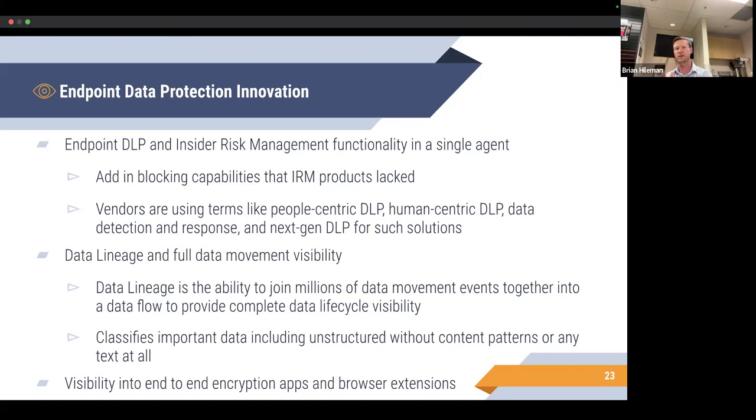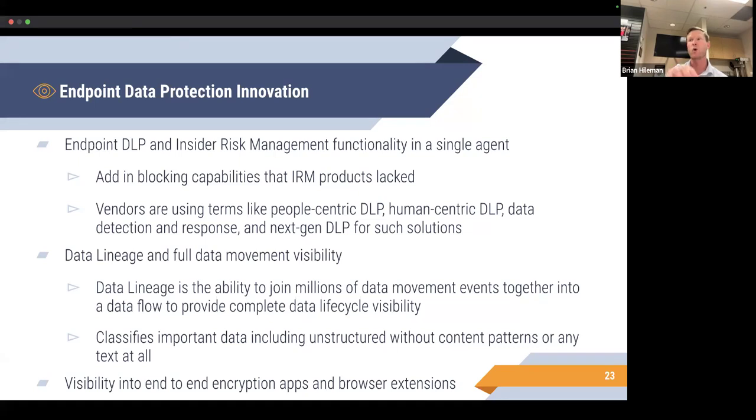Another feature that we've seen is data lineage and full data movement visibility. This is important, especially when you're doing insider risk management. You want to know everything that a user's done, right? Because if you're doing an investigation, you want to know anything and everything and all data that they've touched, because you may have had a classification level wrong on something, and you may need to go back and look at that. So you want to have full understanding of all data activity. Data lineage is an example of that, and I've got one more slide where I'll show that.